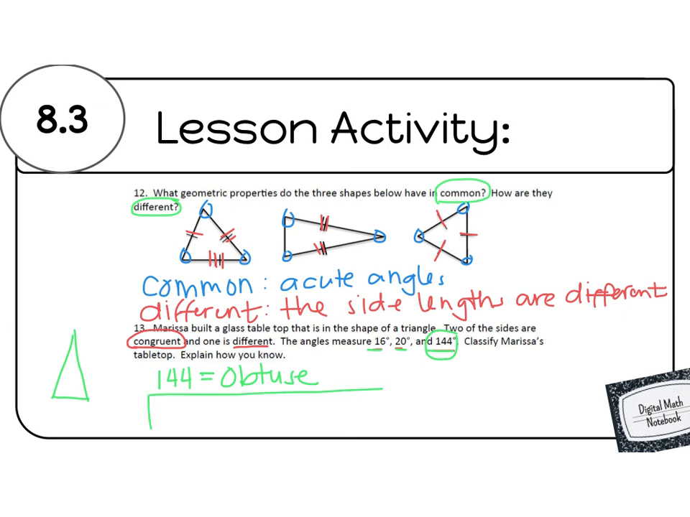Your job is to finish this statement about the sides. If two sides are the same and one side is different, what do we call that type of triangle? If you're not sure, go back and look in your digital math notebook or go back and watch this video again.